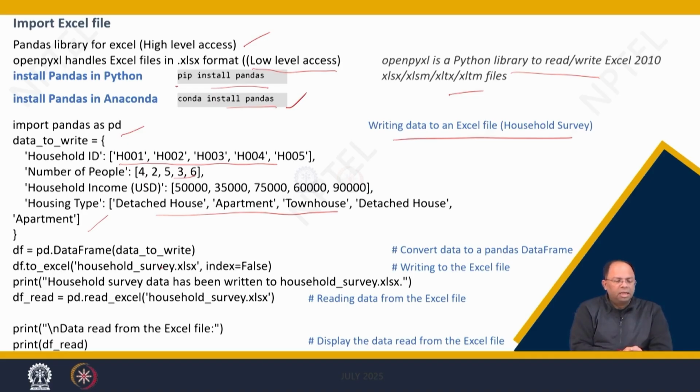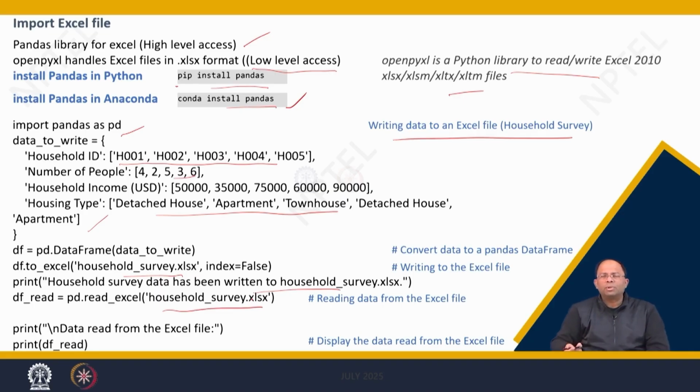Once we have done that, we use df.to_excel, which means we are saving this in an Excel file, household survey.xls. Again, this will be saved in the same folder where the Python program is, but if you want to save it somewhere specific, you can give the pathway as well. Then it prints that household survey data has been written, and then pd.read_excel. Once I have saved the data to the Excel file, now I am reading the Excel file.